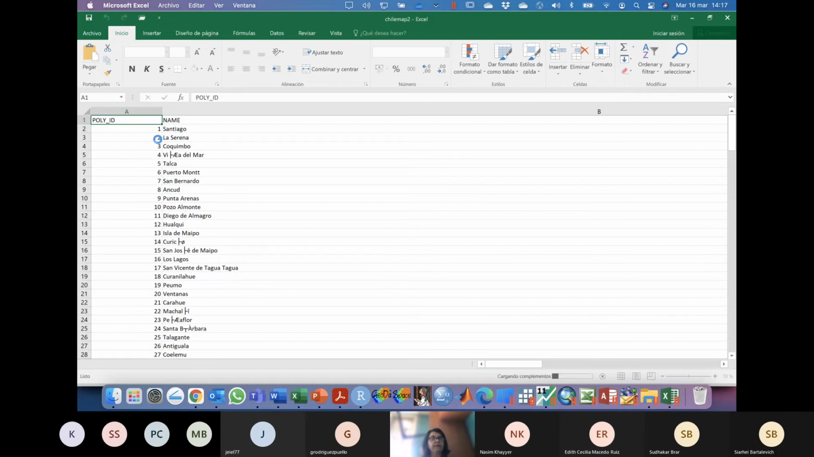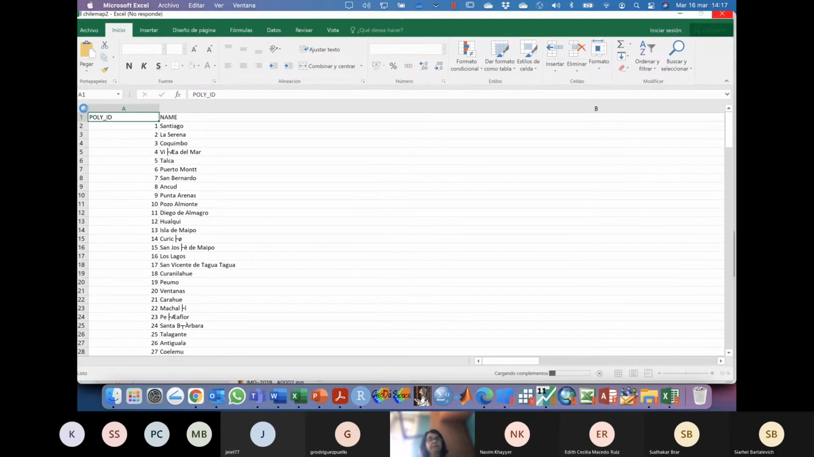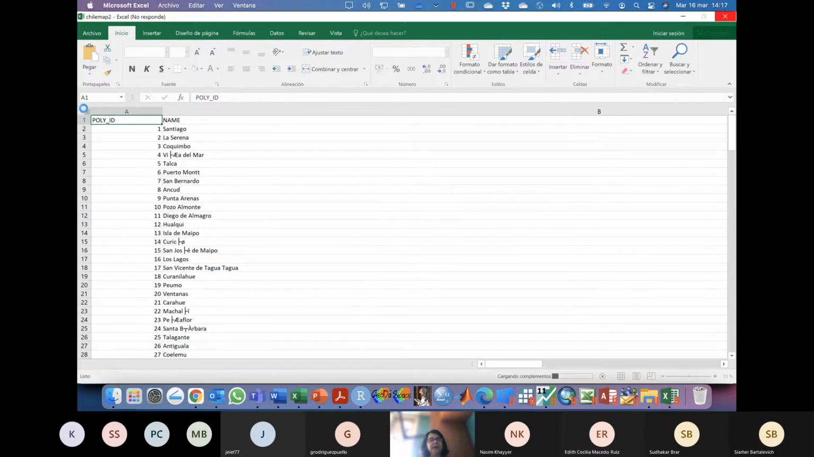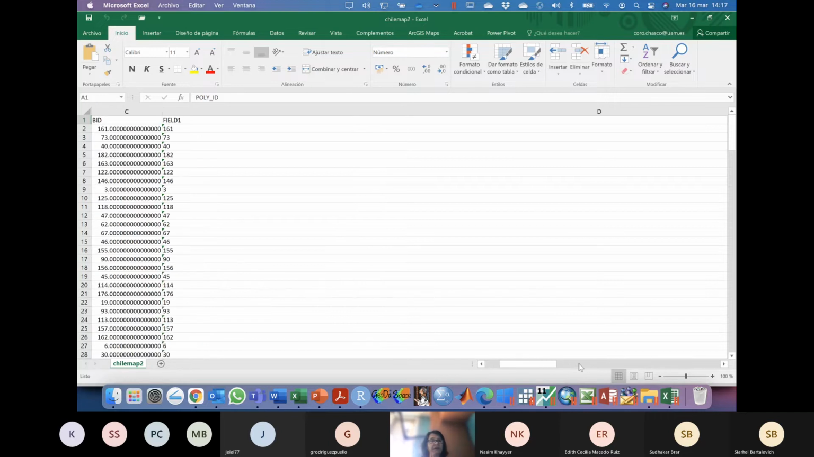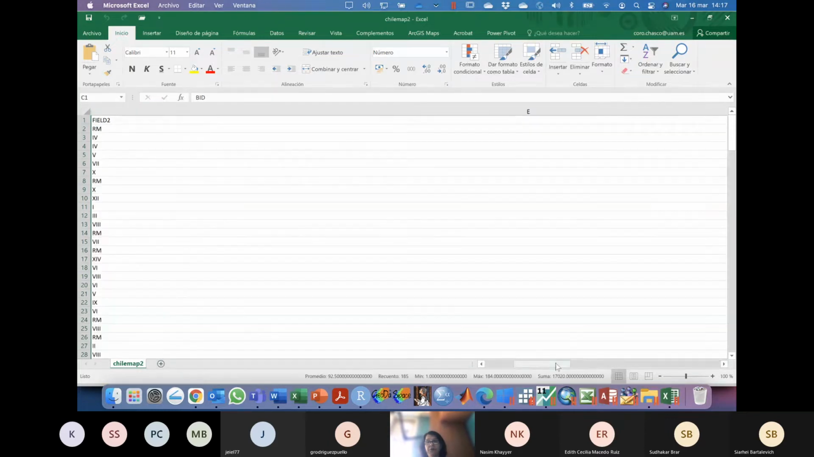So I have the names. In this map, which is a shapefile, I have some fields that are not useful for the kernels or for the Markov chains. So this is why I should take this map and only consider the columns that are useful for us. The codes, if you remember, are not very useful.